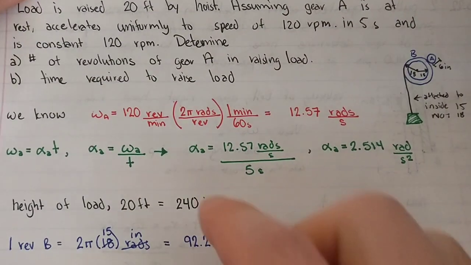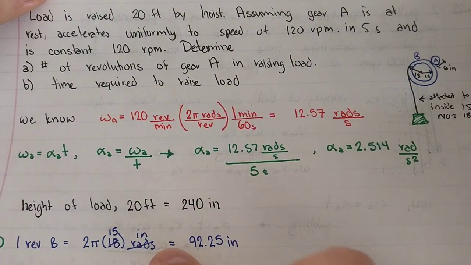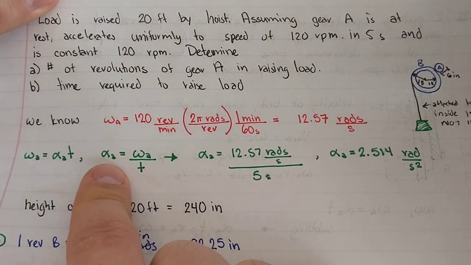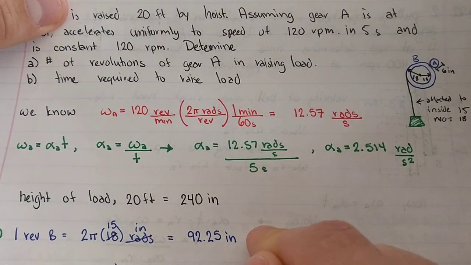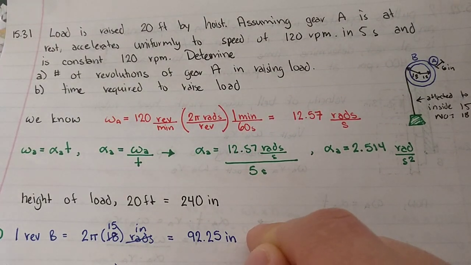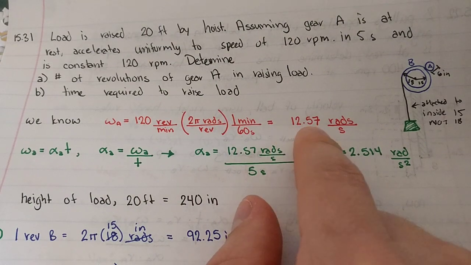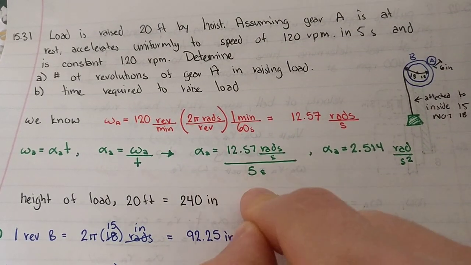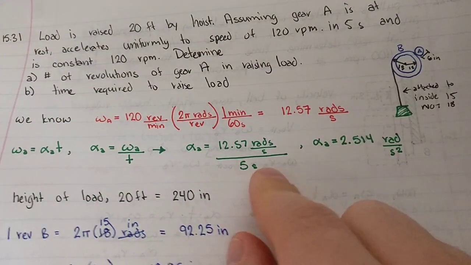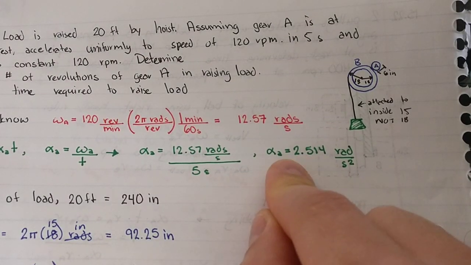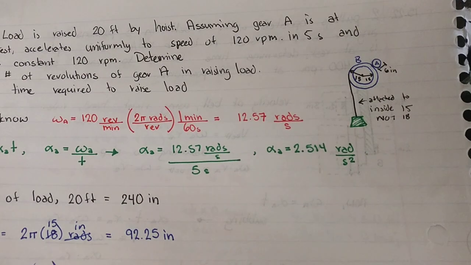We know that omega is equal to angular acceleration times time. We adjust here to solve for angular acceleration, and we're assuming a uniform or linear acceleration. So we'll take our final omega, 12.57 rads per second, and divide through by the time requirement, which is 5 seconds. That gives us an angular acceleration of 2.514 radians per second squared.